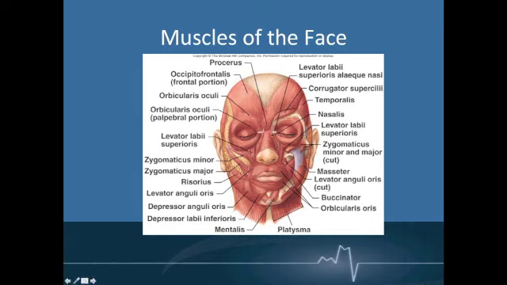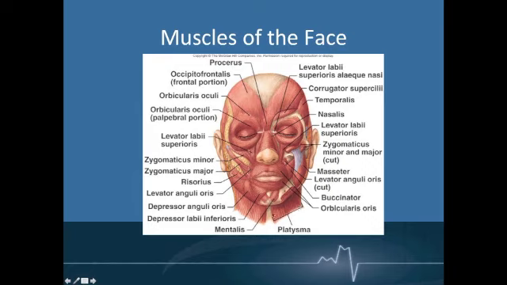Nasalis, this is one that we monitor right here. Mentalis, we monitor that. And here's platysma. This is a big sheet muscle. When you get old, that's what gives you a double chin. It's weak. We don't generally monitor this.